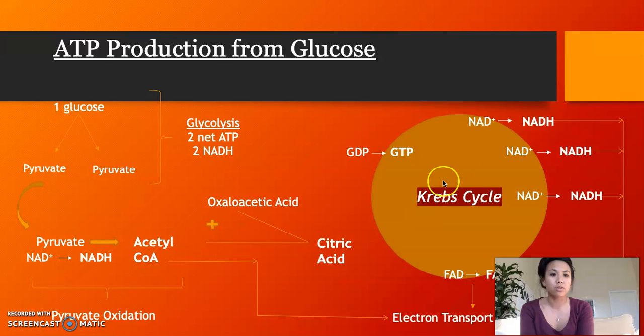In the Krebs cycle, 3 NADHs from NAD pluses are produced, 1 FADH2 and 1 GTP. Now, the NADHs and the FADH2 will continue on to the electron transport chain, where they will be oxidized and produce ATP.